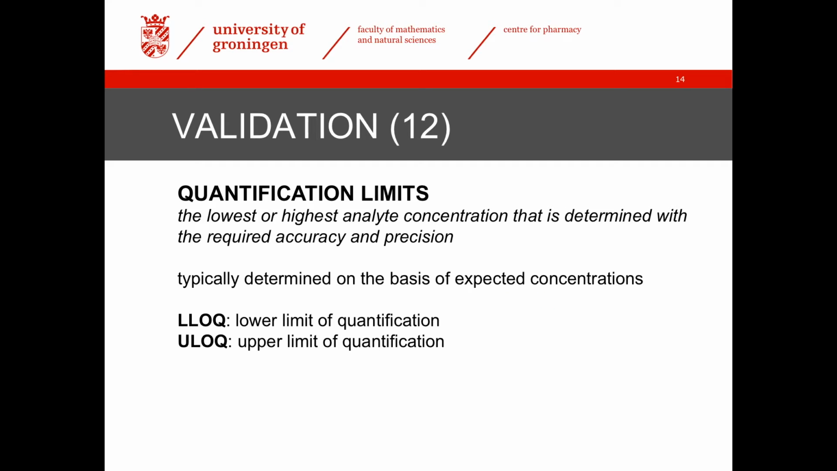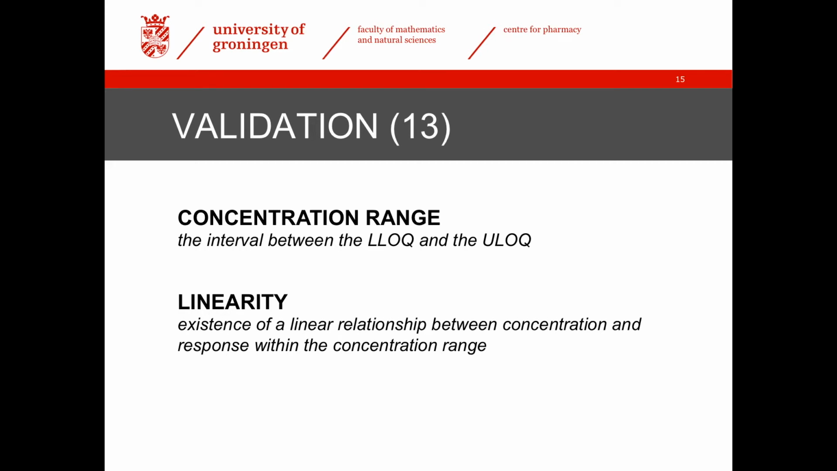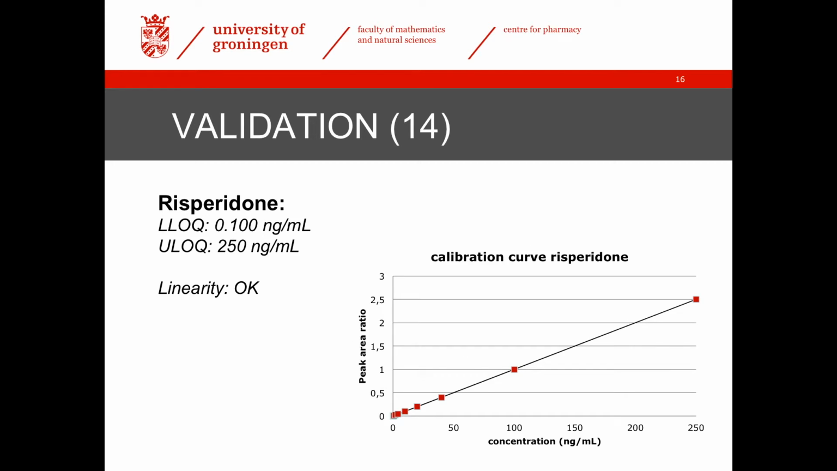The quantification limits of a method are the lowest and highest concentrations that can still be determined with a suitable accuracy and precision. These are called the LLOQ and ULOQ, and they are typically based on what is expected and relevant in a study sample. The interval between LLOQ and ULOQ is called the concentration range of a method. And ideally, there is a linear relationship between concentration and response within this concentration range. For LC-MS methods, this very often is the case. This is shown here for risperidone over the range of 0.1 to 250 nanograms per milliliter.